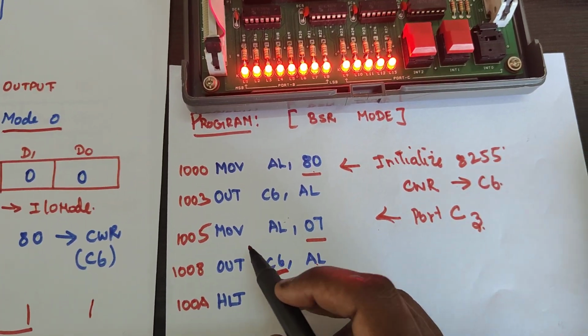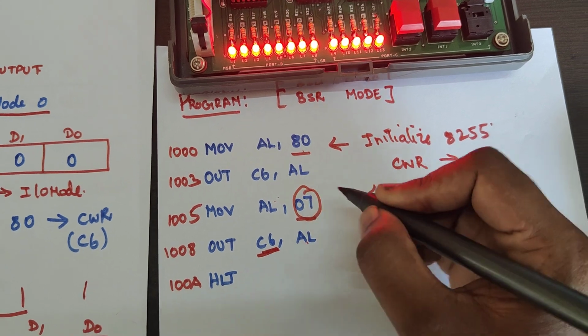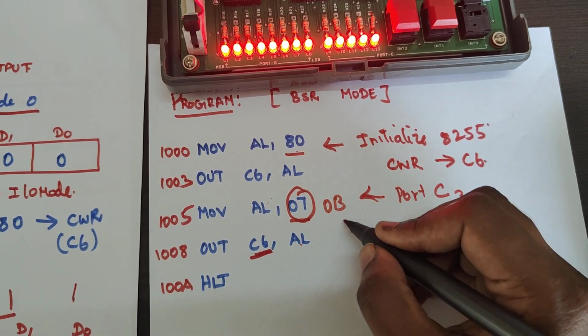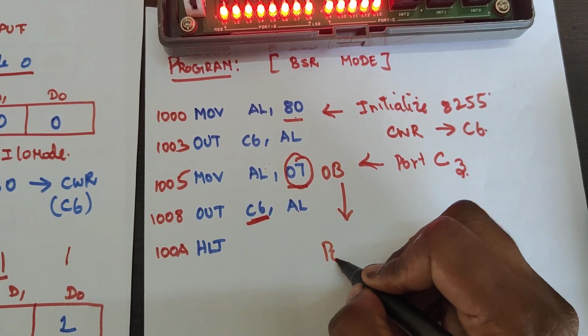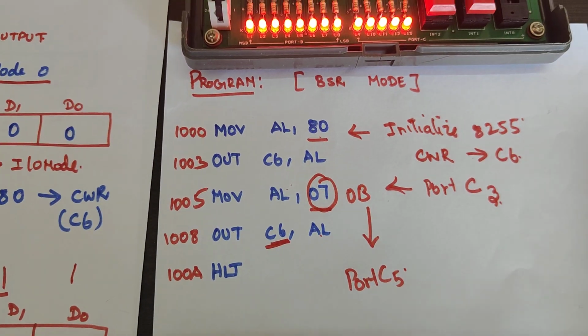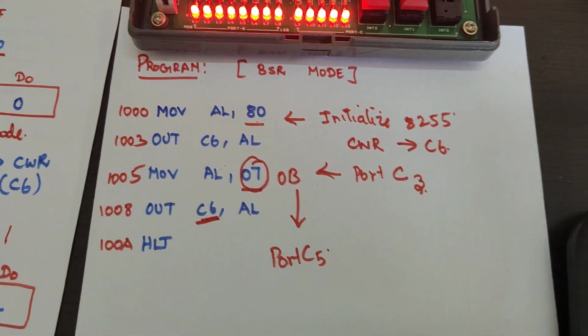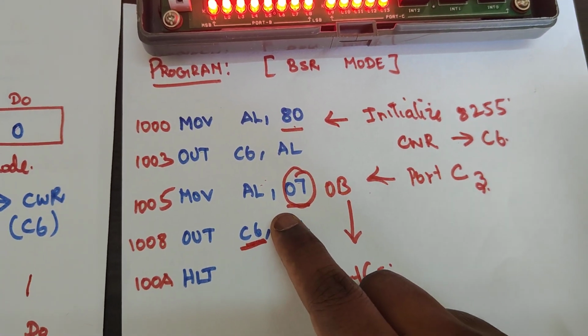So the third line, move AL, 07. Instead of this 07, you have to load the value 0B to set the port C 5th bit. Now we will change the program. No need to type the whole program, the full program is in your kit. We can change only this particular line. I'll tell you how to change that.